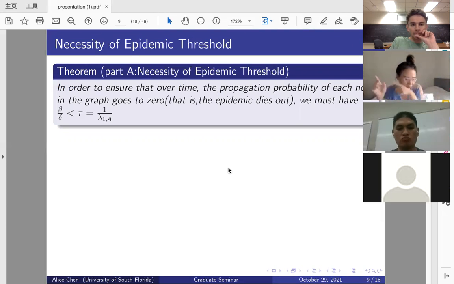So we're gonna prove it directly in two directions, necessity and sufficiency. If we want the epidemic to die out, we must have tau equals 1 over lambda 1 of A. That's what we're gonna show.